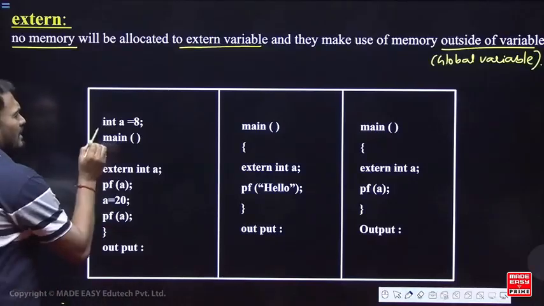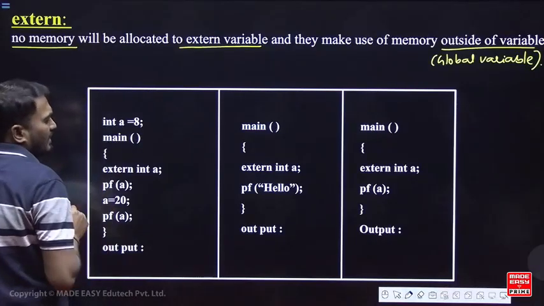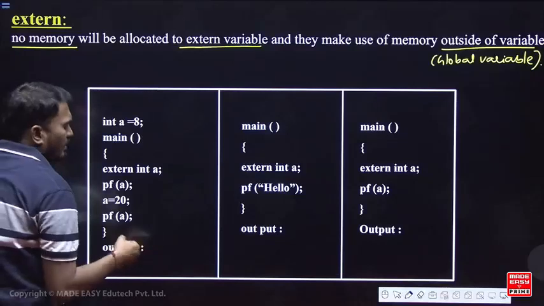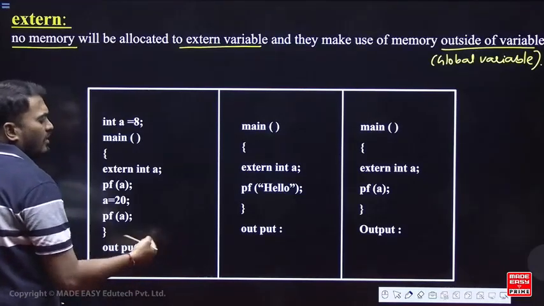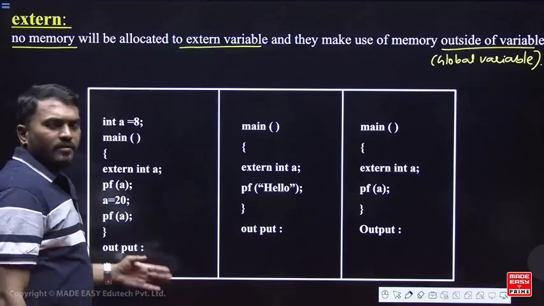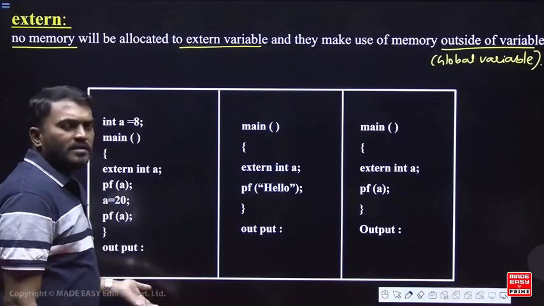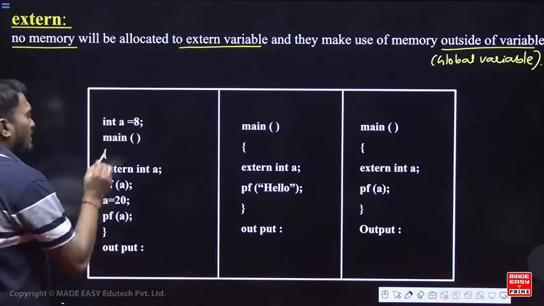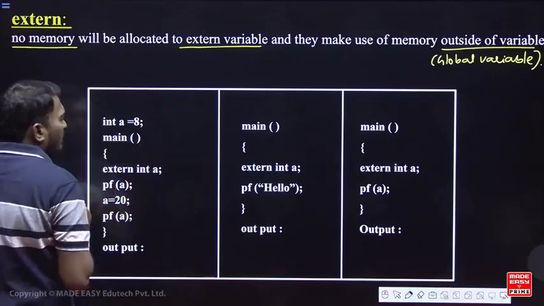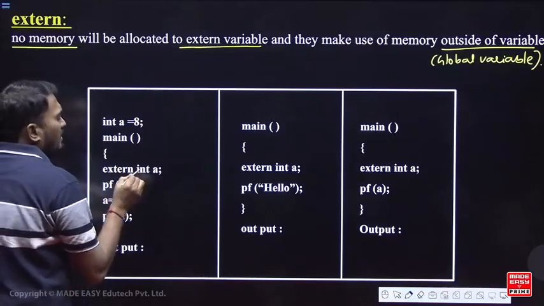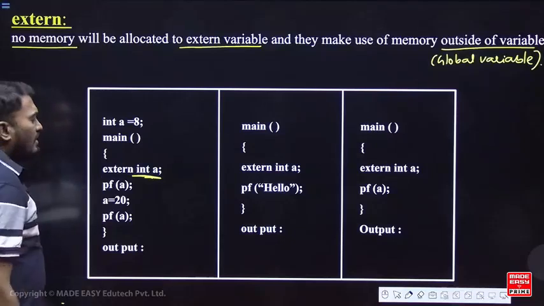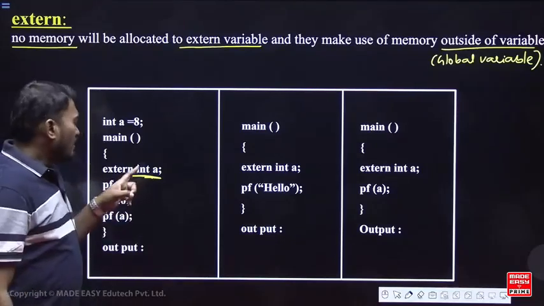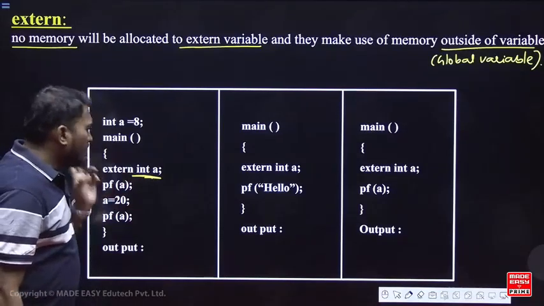First example, int a = 8. Listen carefully. In every example, write down some small points in your own words. कुछ लिखना है तो अपने हिसाब से लिख लो. Right? Now int a = 8 is a global variable, and in main, extern int a. What is the meaning of this? Extern int a means a is local to this main function.